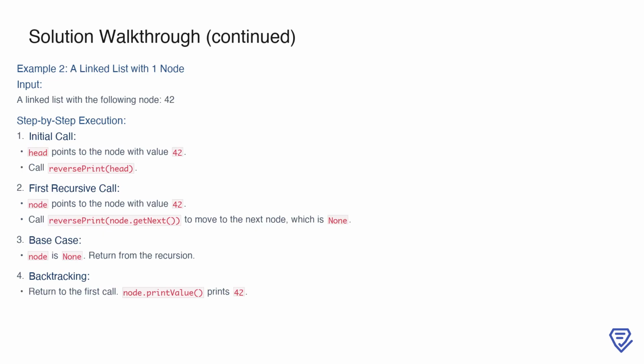Now let's take a look at another example, this time with a linked list consisting of just one node. Here, the node has a value of 42. The process is similar to the previous example, but simpler due to the smaller size of the list. Initially, the head points to the single node with value 42. The reverse print function is called on this head, and in the first recursive call, the function processes this node and makes a call to getNext. Since this is a single node list, getNext returns none, and the base case is reached. The recursion terminates, and as we backtrack, the value 42 is printed. Thus, the final output for this example is simply 42.